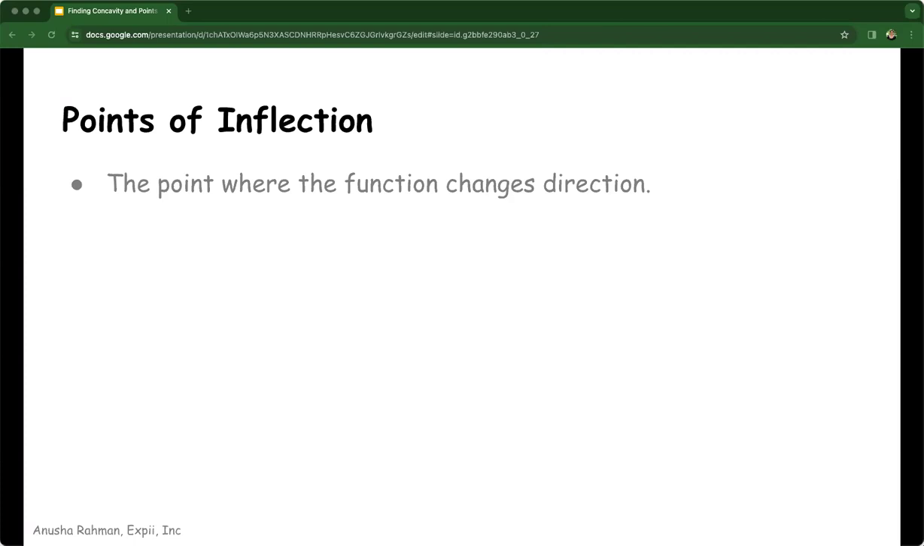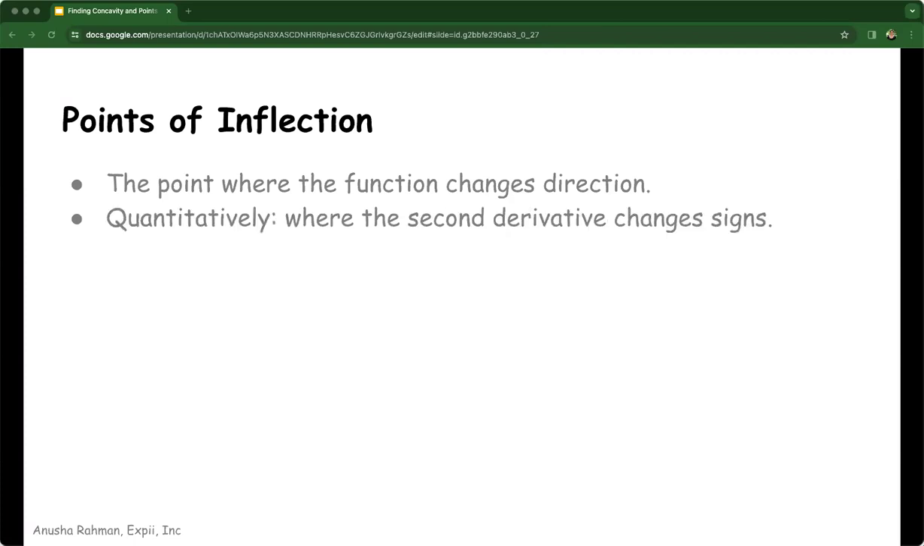However, I want to mention that you can find points of inflection quantitatively. We don't have the mathematical skills yet to be able to use math to find the points of inflection, but that's okay. We will learn about it soon when we tackle calculus. For now, we will continue to use qualitative methods.